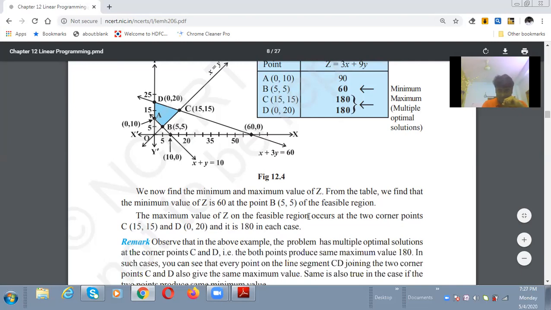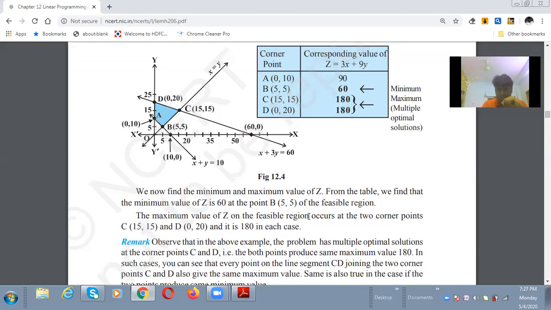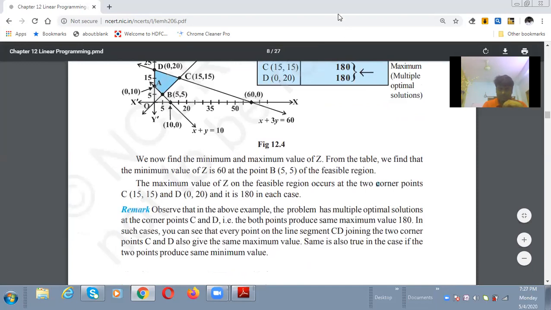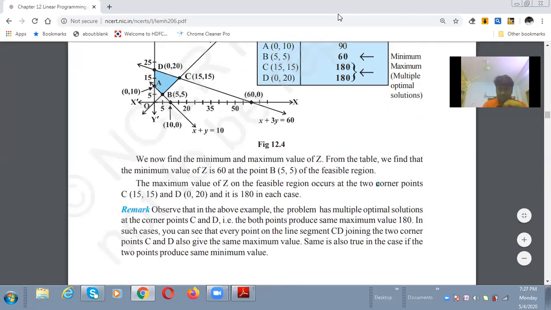Correct? That means this problem has multiple optimal solutions at the corner points C and D. Both the points produce the same maximum value, 180. In such cases, you can see that every point on the line segment CD joining the 2 corner points also gives the same maximum value. So that is also true in the case where 2 points produce the same minimum value. So clear? Just have a look at that.